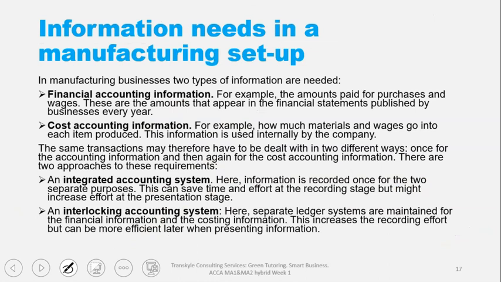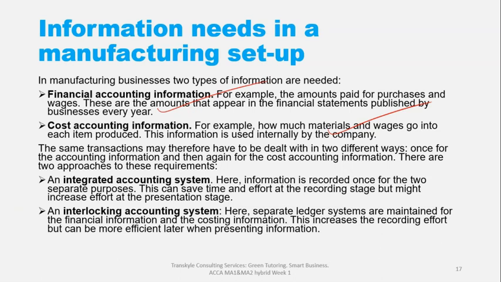Now in manufacturing businesses, two types of information are needed. There is financial accounting information, for example, the amounts paid for purchases and wages. These are amounts that appear in the financial statements published by businesses every year. Then we have cost accounting information, for example, how much material and wages go into each item produced. This information is used internally by the company. So you can see that financial accounting information goes out to the public, while cost accounting information is internal. The same transactions may therefore have to be dealt with in two different ways, once for the financial accounting information and then again for the cost accounting information.